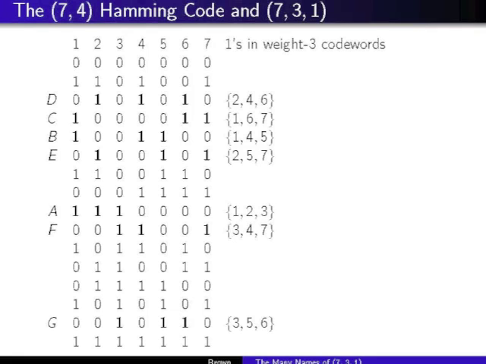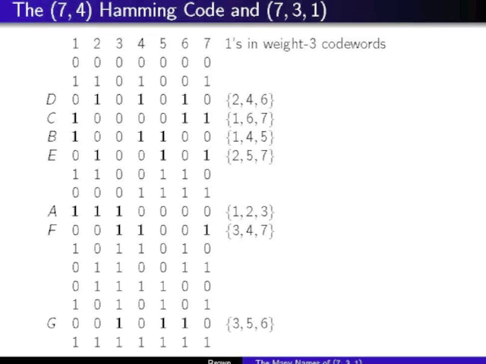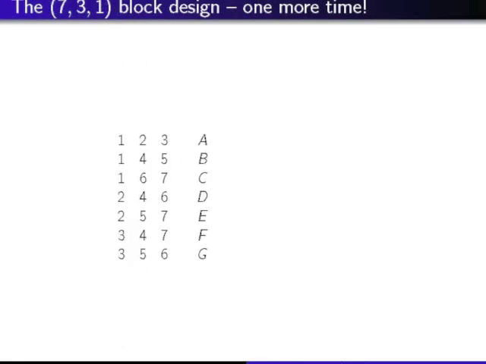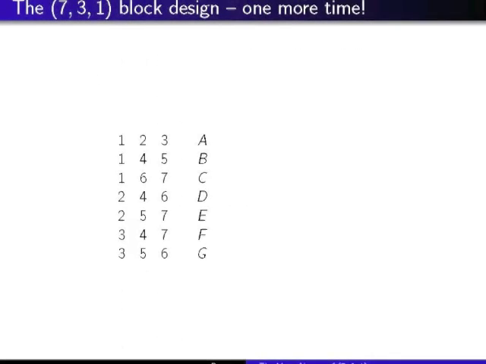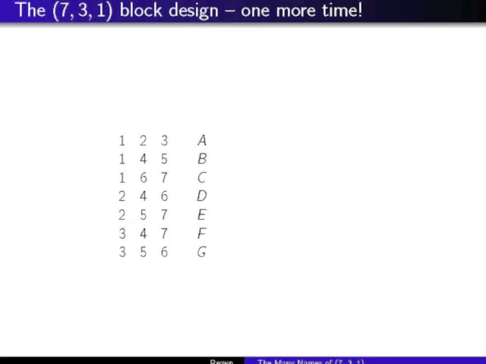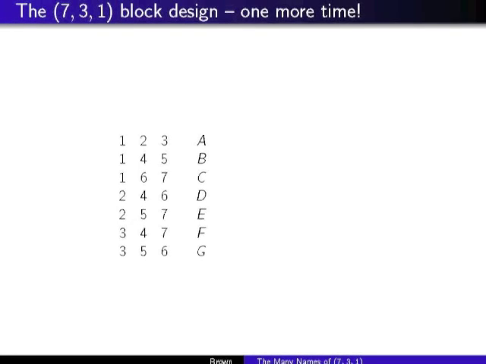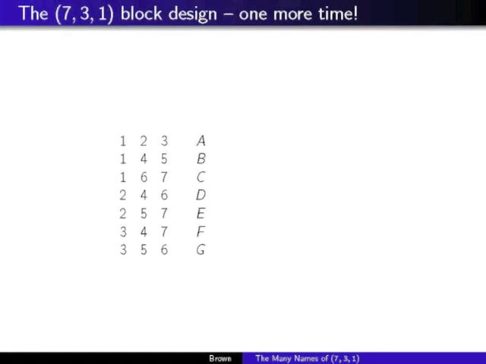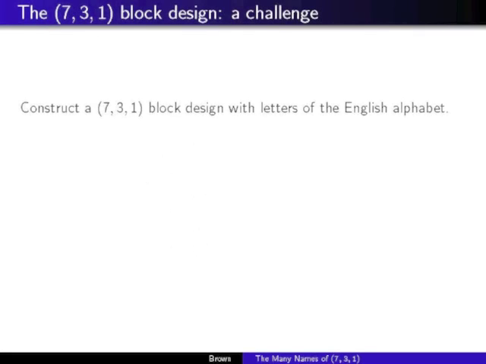731. So this block design, again, we'll go back and forth so you can see. The rows of weight 3, those 7 rows constitute, with the relative positions, the 731 block design. Now, there are some more names of 731. But before we do that, I want to offer a challenge. I want you to construct the 731.